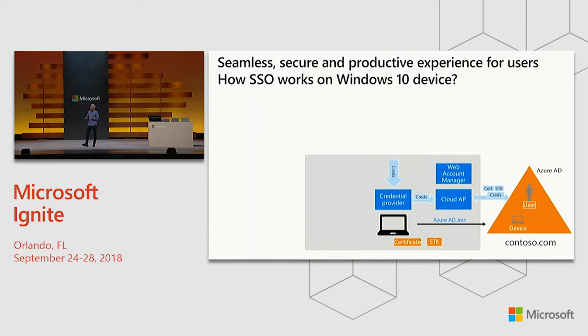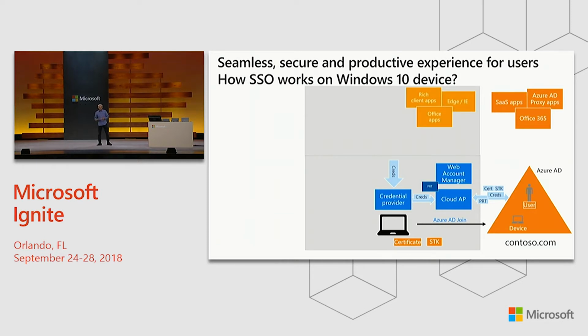Once Azure AD gets this information, it then generates what we call a PRT, primary refresh token. That is the artifact that helps the client to then leverage the single sign-on capabilities for cloud resources. Once you have the PRT, that PRT is accessible to what we call the web account manager, which is sort of the broker application for all the rich clients that need access to cloud resources.